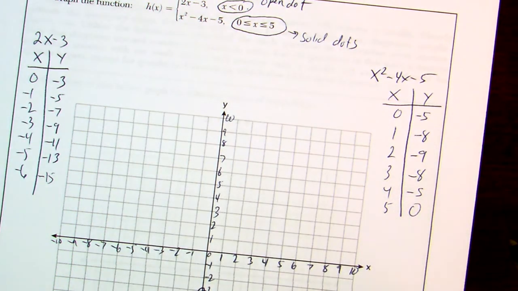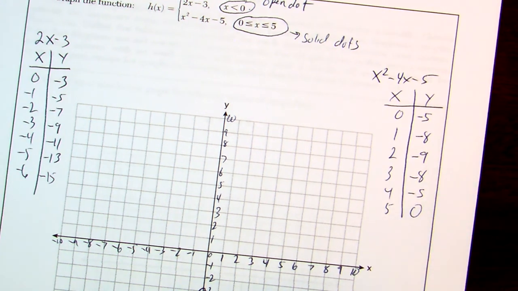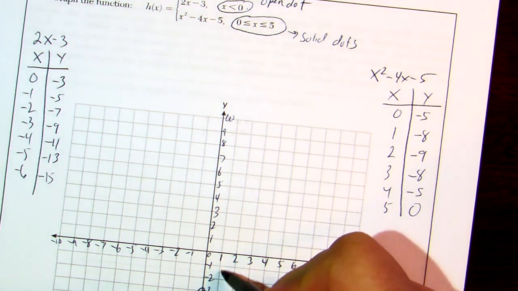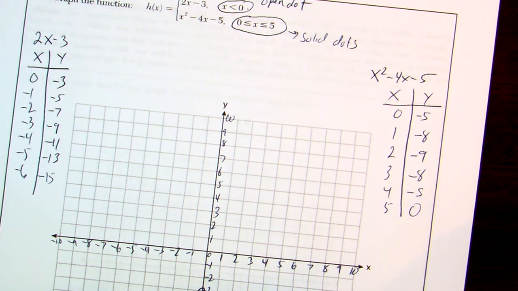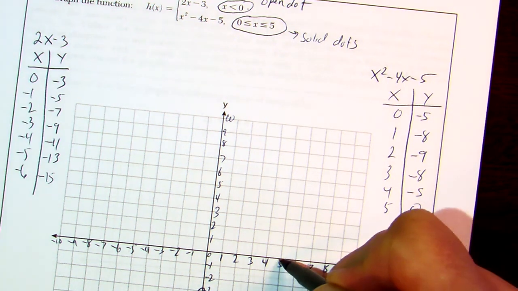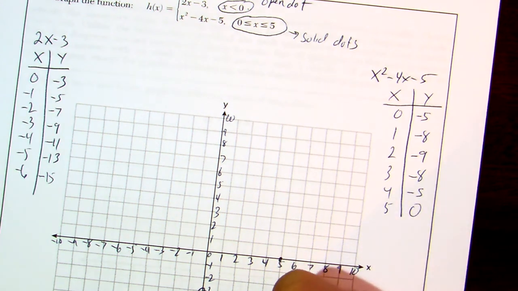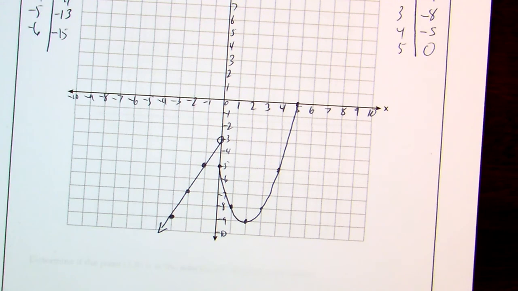So we have solid dots. So 0, -5 is right here. 1, -8. 2, -9. 3, -8. 4, -5. And 5, 0. No arrows with this because we only want between 0 and 5. And we're done. So we should have something that looks like that. Sorry if I was off the screen on that one, but with these it's hard to get everything going on the same screen.